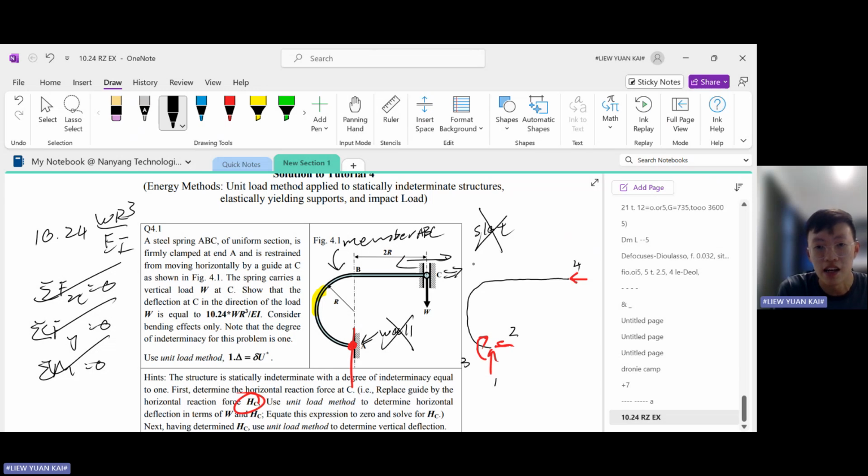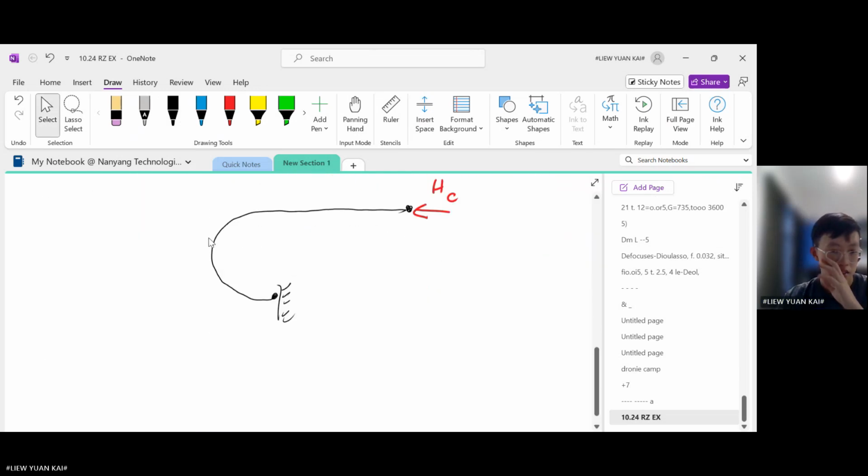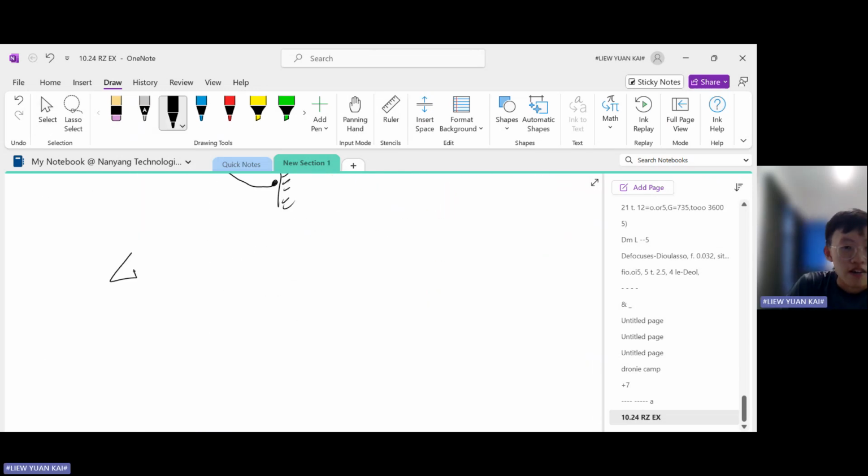This means that I can claim delta Cx is equal to 0. It means the deflection of C in the x direction, in the horizontal direction, is 0. You agree? Because C is restrained to move along the slot, it cannot move horizontally. Therefore, I know for a fact that the deflection of C in the x direction is 0. So let us write that down.